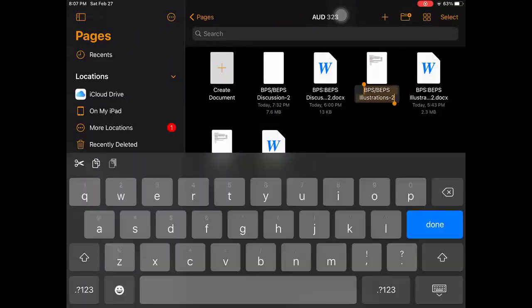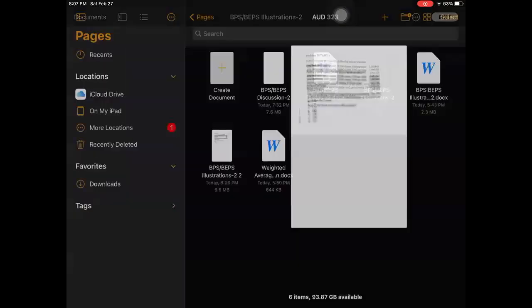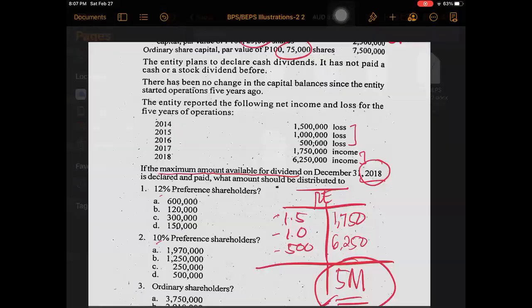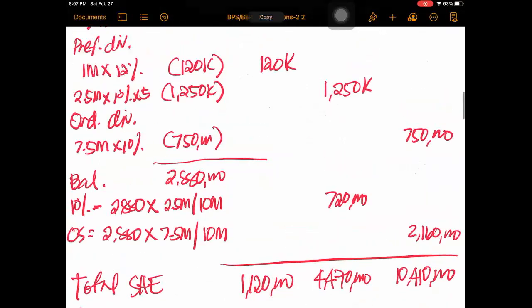To erase na to. Na-erase gid di ay. Nara. Okay.